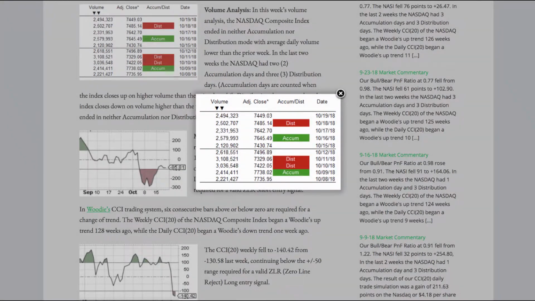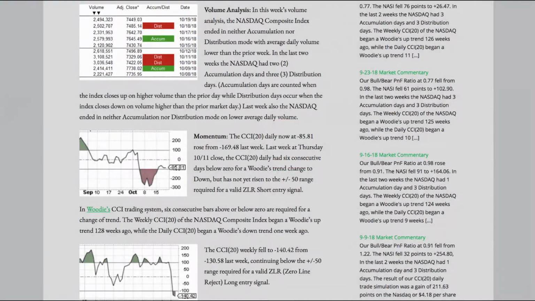Volume analysis. In this week's volume analysis, the Nasdaq Composite Index ended in neither accumulation nor distribution mode, with average daily volume lower than the prior week. In the last 2 weeks, the Nasdaq had 2 accumulation days and 3 distribution days. Accumulation days are counted when the index closes up on higher volume than the prior market day, while distribution days occur when the index closes down on volume higher than the prior market day. Last week also, the Nasdaq ended in neither accumulation nor distribution mode on lower average daily volume.